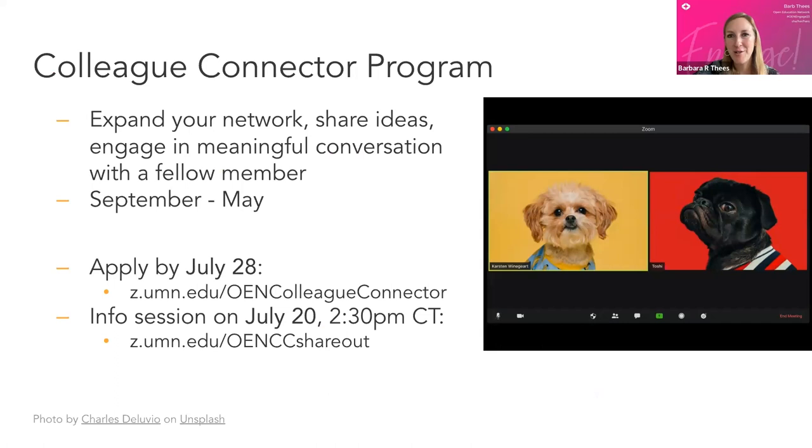If you have ever wished you had a personal sounding board or a colleague with whom you could brainstorm all things open education, the Colleague Connector Program might be a great fit for you. How it works is that you just complete a simple application to participate, and then we use that information to pair you with another open education practitioner from our community with whom you are encouraged to meet monthly for meaningful conversation, idea sharing, and problem solving as it relates to open education. In terms of commitment, the partnership runs through the course of the academic year. So it starts in September through May, and we send out monthly conversation prompts if you need some ideas of how to speak to that.